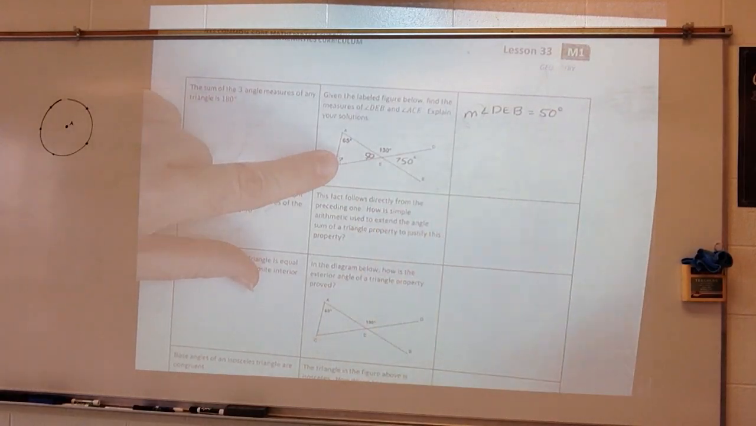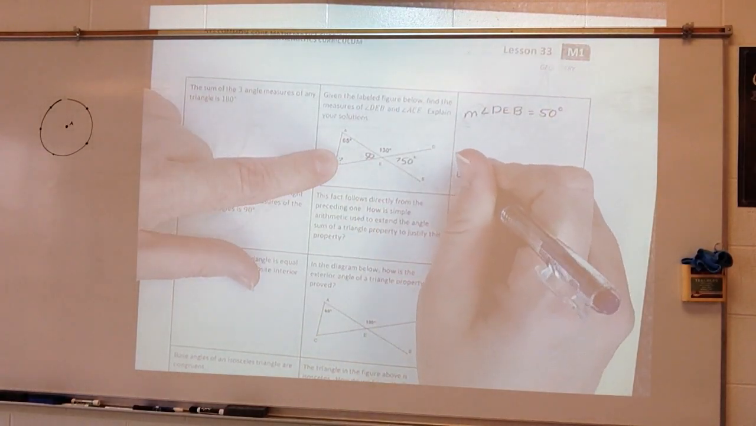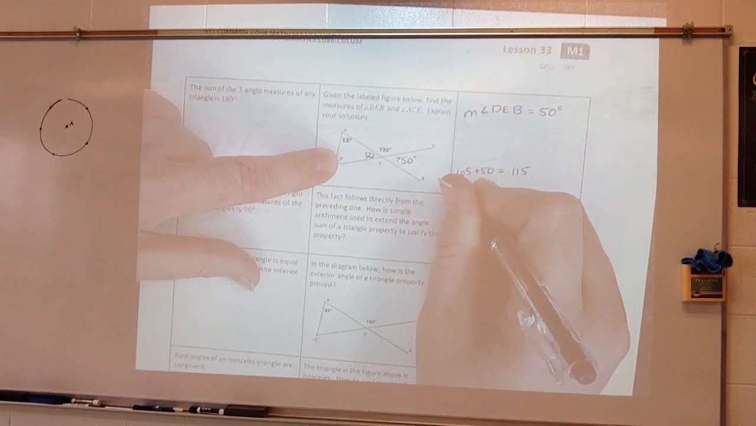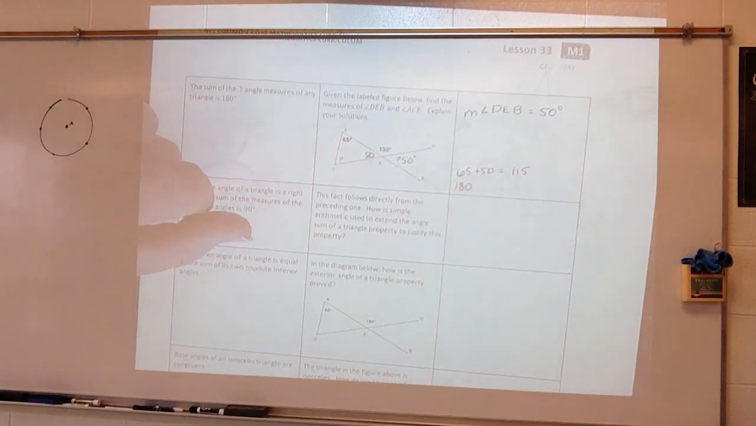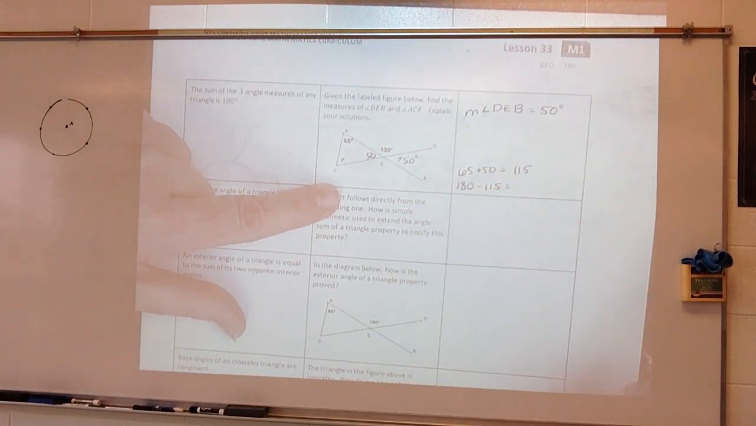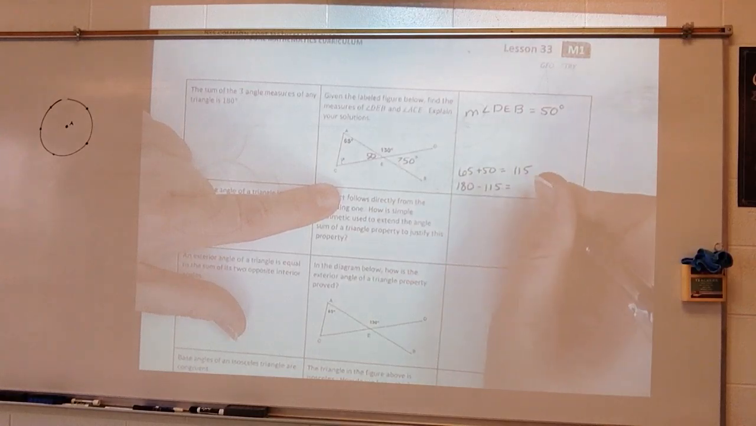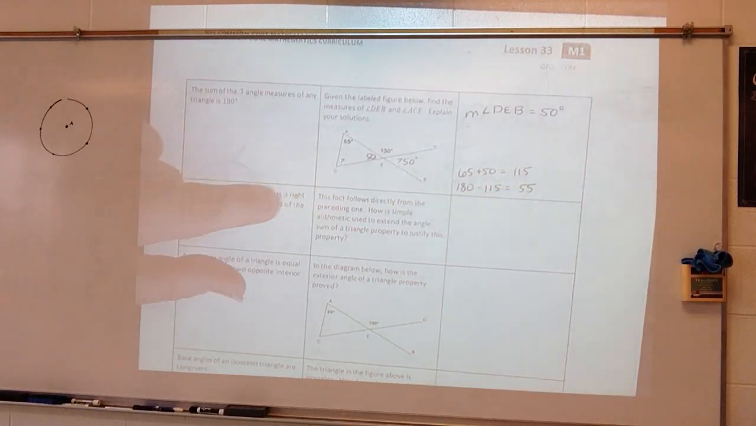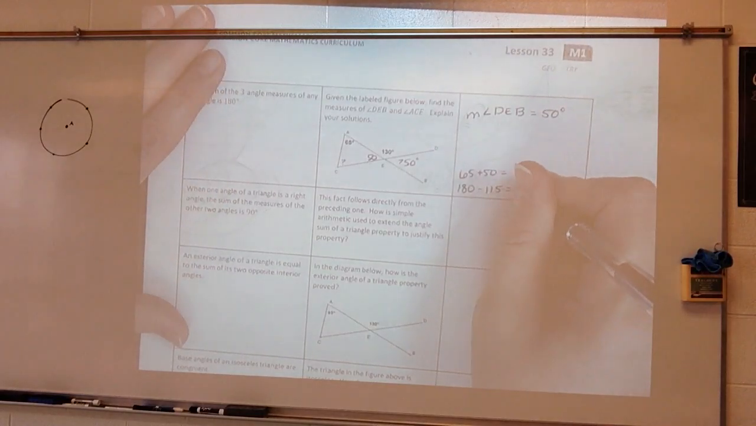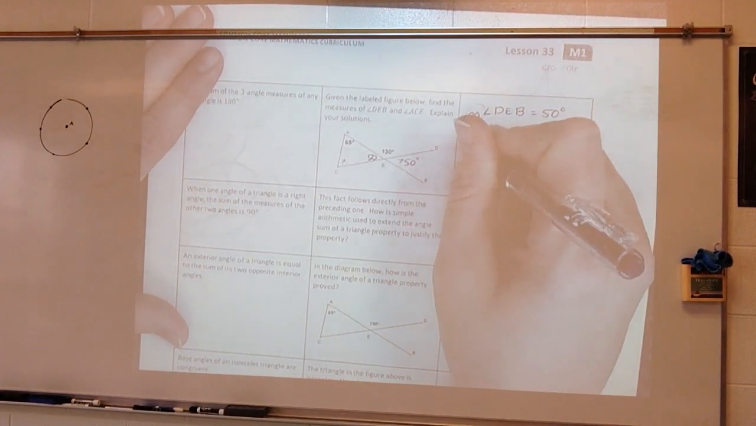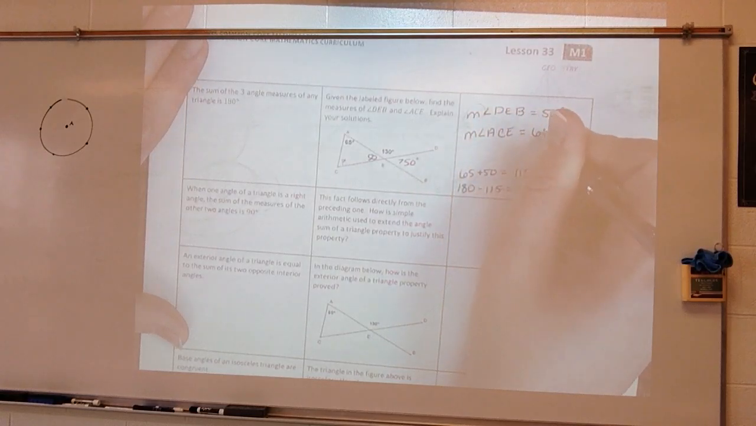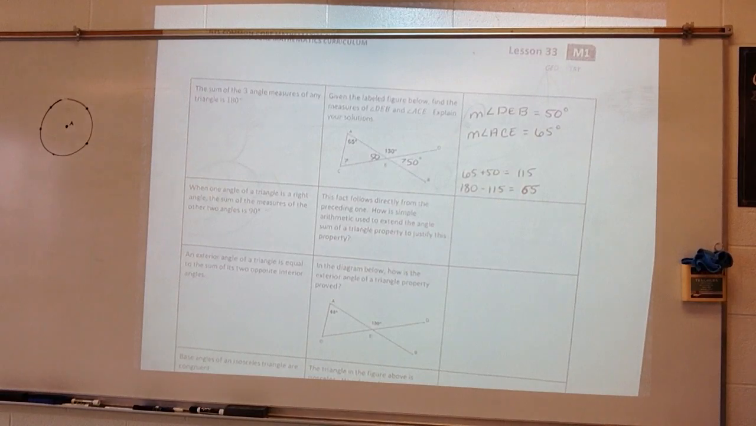So therefore, 65 plus 50 is equal to 115. The three angles in a triangle equal 180. So 180 minus 115 would be 55 degrees. I'm sorry, 65 degrees. So the measure of angle ACE is 65 degrees.